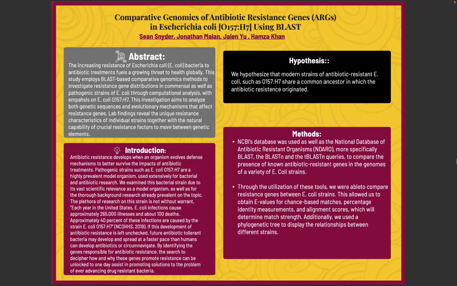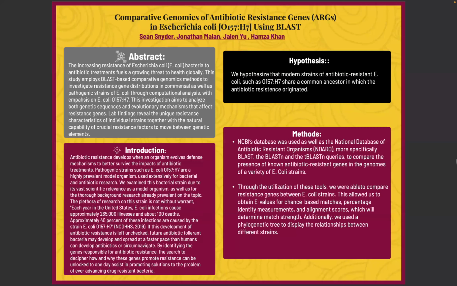The abstract: the increasing resistance of E. coli bacteria to antibiotic treatments fuels a growing threat to health globally. This study employs BLAST-based comparative genomics methods to investigate resistance gene distribution in commensal as well as pathogenic strains of E. coli through computational analysis, with emphasis on E. coli O157H7. This investigation aims to analyze both genetic sequences and evolutionary mechanisms that affect resistance genes. Lab findings reveal the unique resistance characteristics of individual strains together with the natural capability of crucial resistance factors to move between genetic elements. Now the introduction.